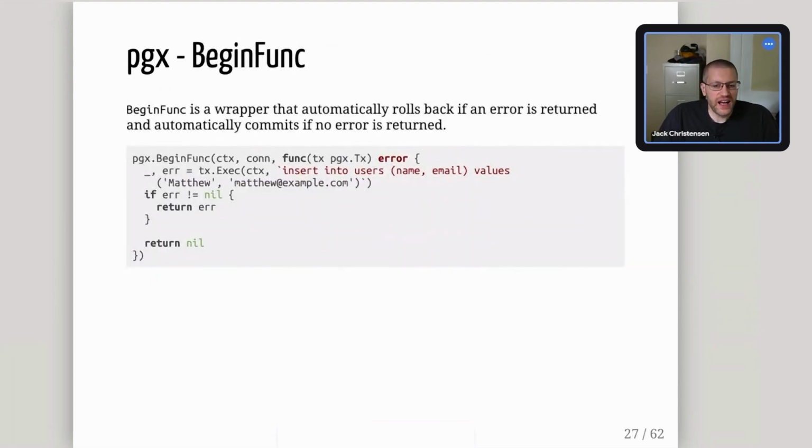Another helper method here is begin func. Just like query and then for next and then rows.error, that pattern is very verbose and error prone. The transaction interface with begin can be fairly verbose and error prone. So begin func basically wraps the idea of if you return an error, roll back. If you don't return an error, commit. And it just kind of seamlessly wraps that stuff up so you have a lot less error checks to do.